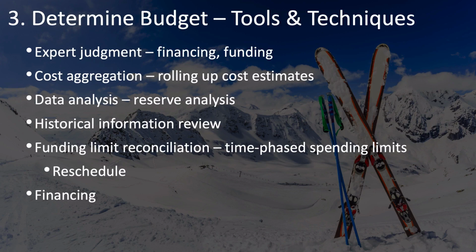Funding limit reconciliation is about your time-phased spending limits. You may have certain limitations on how much funding you can get when. For example, you may have a $1 million project, and your funding limitations are that you can only get those in $250,000 increments once a quarter. If you need more than that by the middle of your project, you may need to renegotiate your funding limits, or you may have to reschedule some tasks to be a little bit later when you do have the funding coming in for that portion of the project.